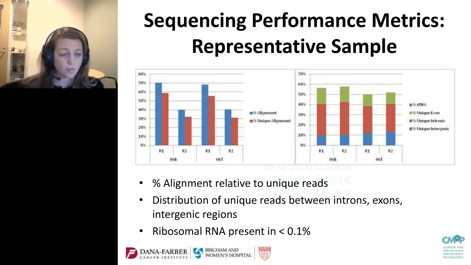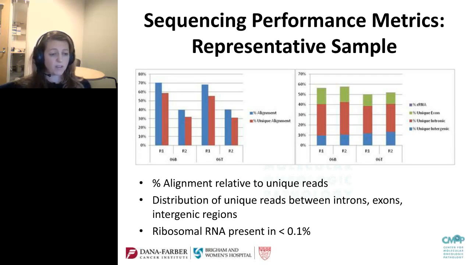On the right-hand side, we also look at the alignment distribution. We look at the ribosomal RNA component, which is virtually non-existent, and the exon region, the intronic region, and intergenic. In most cases here, you will see that the intronic region makes up the majority of the unique reads, followed by the exon and then the intergenic. Again, this is fairly consistent across all the samples.